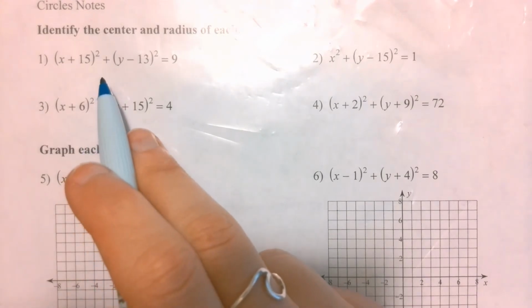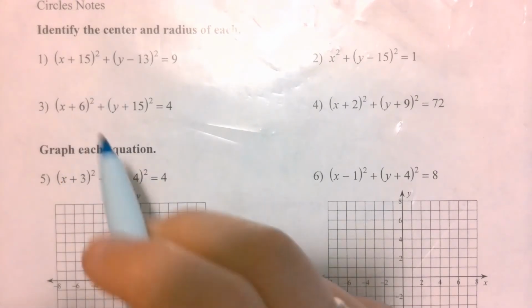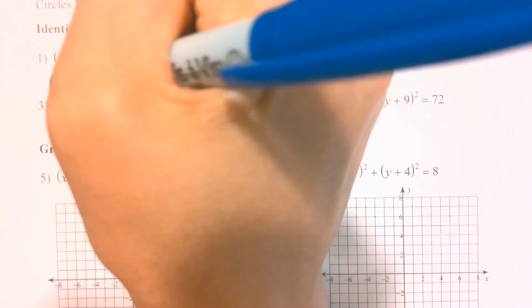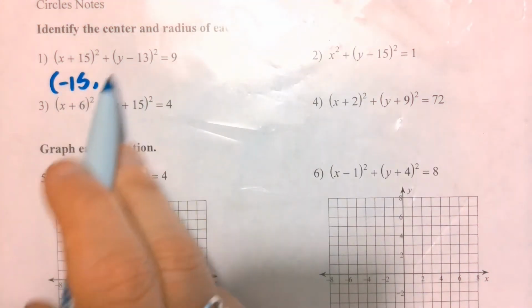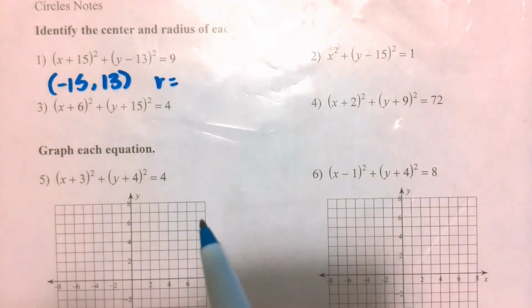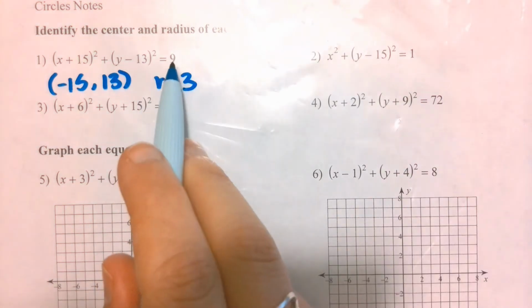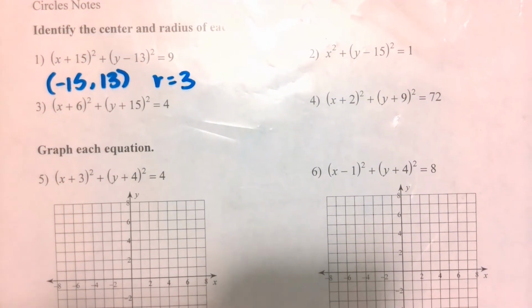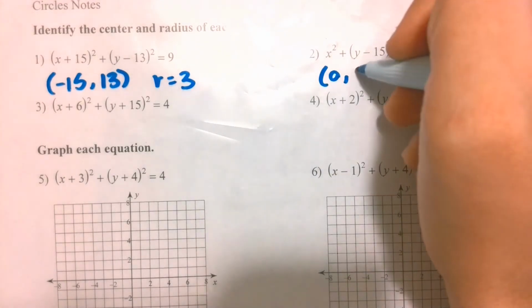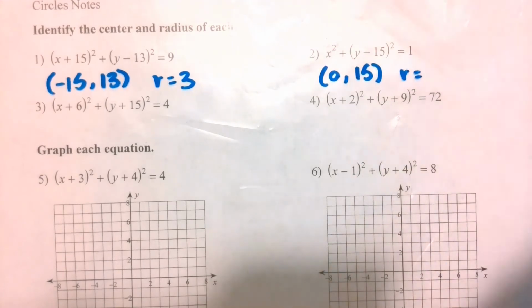Looking at number 1, we're trying to identify the center and the radius. So remember, your center is going to be that number in the x minus h, y minus k, but it's always going to be the opposite. So for our center, our x value is going to be a negative 15, our y is going to be a positive 13. And then for the radius, we're always taking that number that it's equal to and taking the square root, because remember, that piece right there is the radius squared. Okay, for number 2, I'll have 0, since I subtracted 0 there, 15. And my radius, if I take the square root of 1, I just get 1.